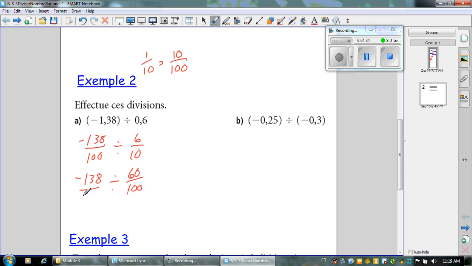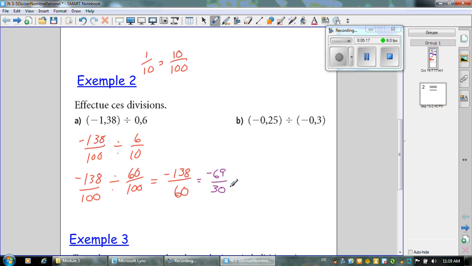So I have 138 hundredths divided by 60 hundredths. I have the common denominator. I know my answer is going to be negative because I have a negative divided by a positive. So it's going to be negative 138 over 60. That's my answer, but here I can simplify because I have two even numbers. I can change this to half of 138, which is 69, and half of 60 is 30. So that's negative 69 over 30.